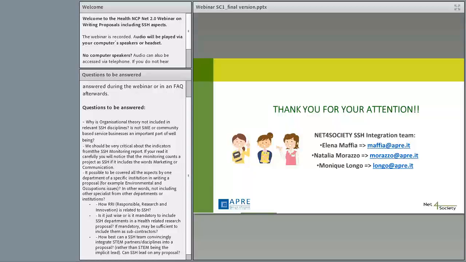Okay, thank you. And then the next question: is it just wise or is it mandatory to include SSH departments in a health-related research proposal? If mandatory, may it be sufficient to include them as a subcontractor?